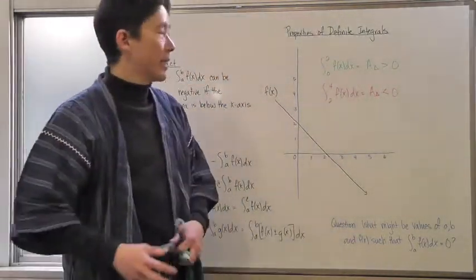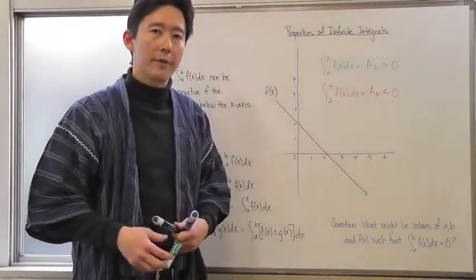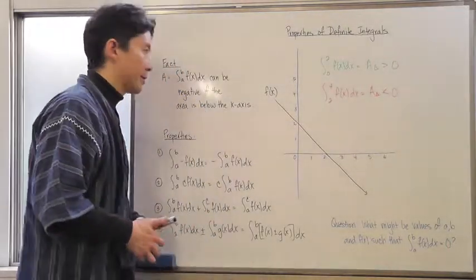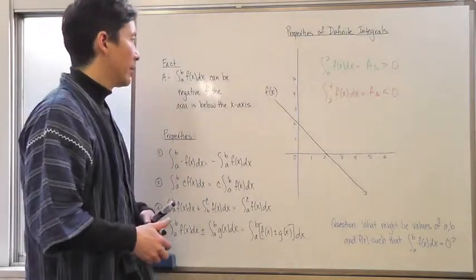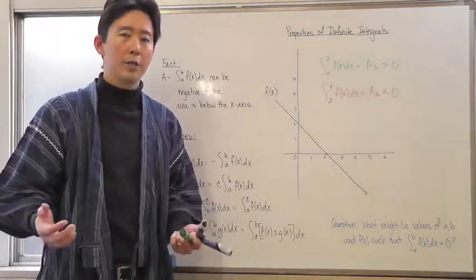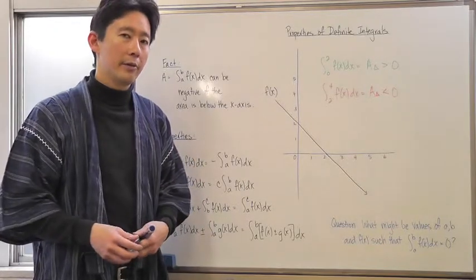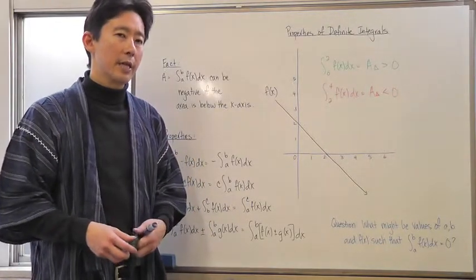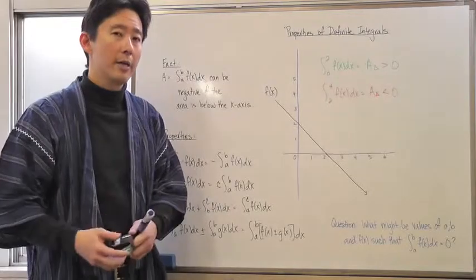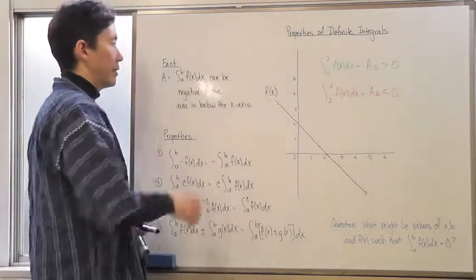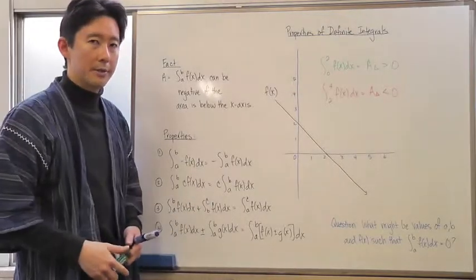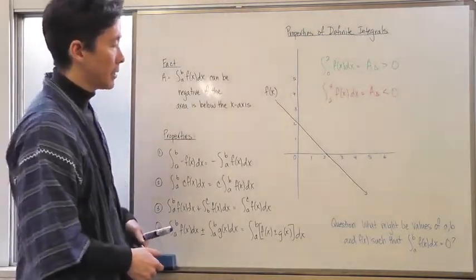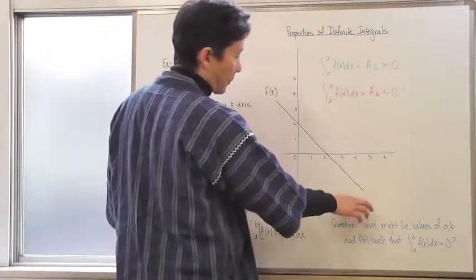Okay, hello everyone. Let's go ahead and take a look at the properties of definite integrals. Now there's a fact that we're going to have to be careful of because it is going to determine whether or not the area provided by your definite integral is positive or negative. And so in that case, yes, area given by a definite integral can be negative if the area is below the x-axis.